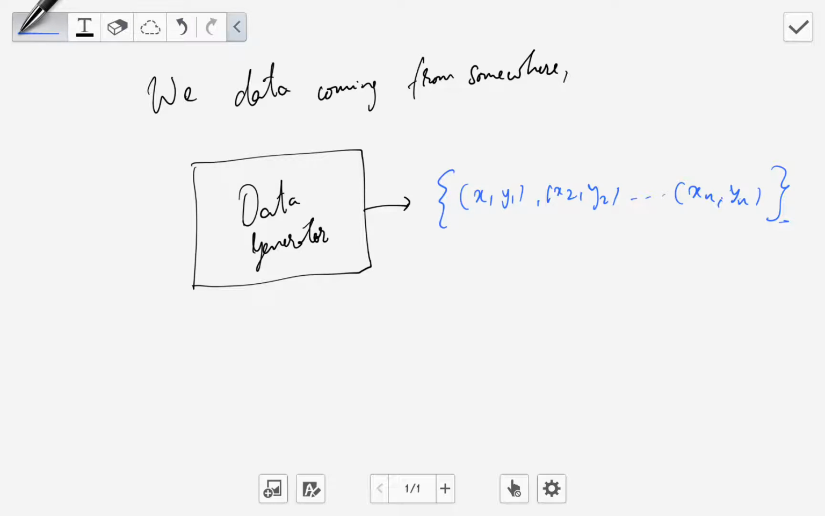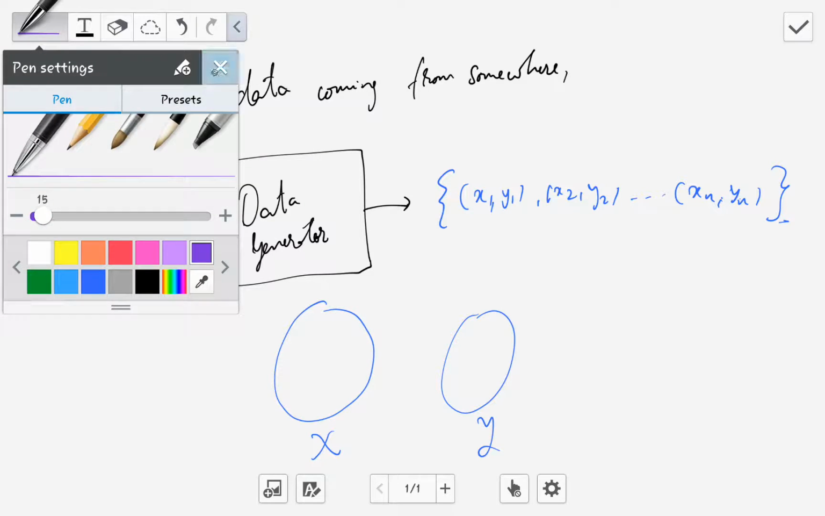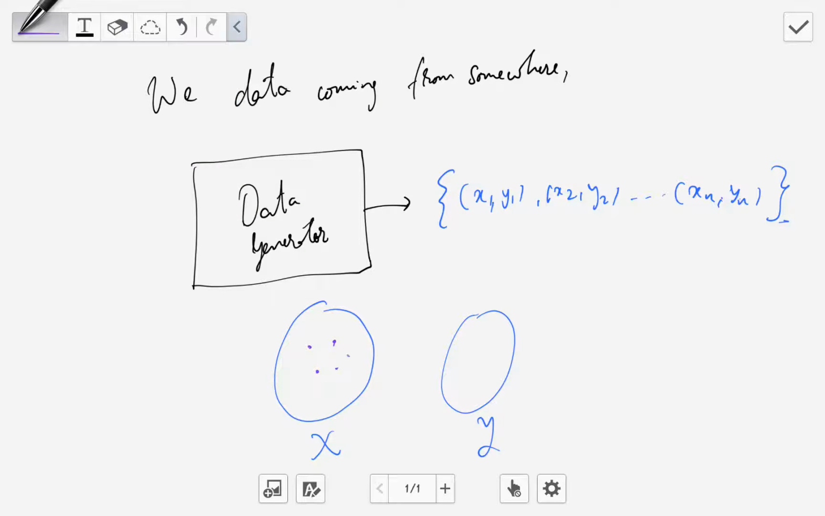Okay, now how is this data generator generating this data, x1 y1, x2 y2? Let us say this data generator is doing something like this: there is a domain x and there is a domain y. These x1, x2, x3 and so on are points in this, and then these y1, y2, y3 are points in this. Now this data generator actually has a function that maps from this to this.